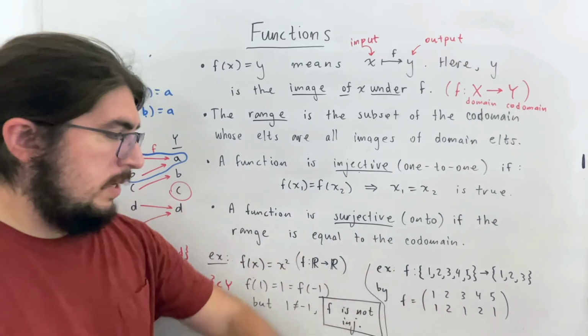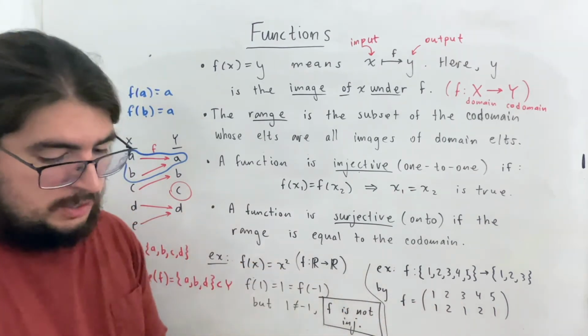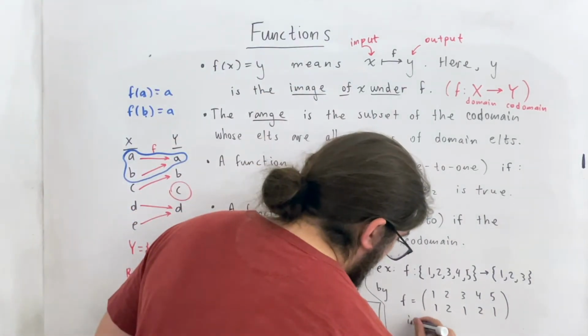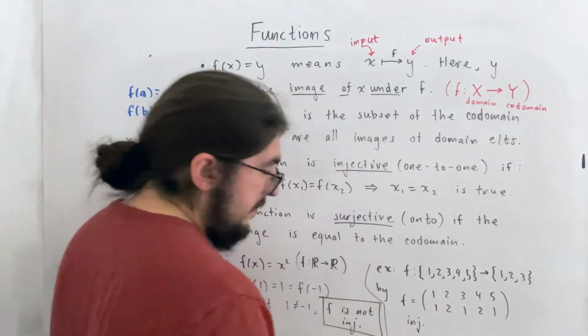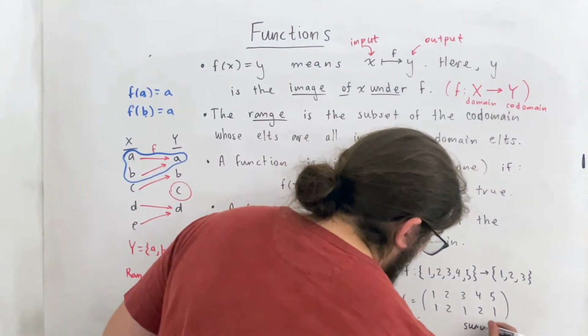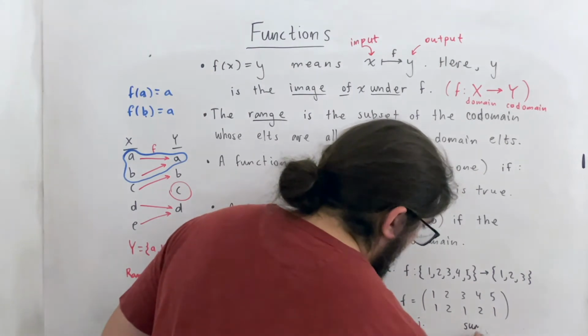Here, let's take a look. So is this injective and is this surjective? So what I'll do is, instead of writing it out, I'll write injective over here. We'll put a check mark if it's true and a cross if it's not. And surjective over here, we'll put a check mark if it's true and a cross if it's not true.